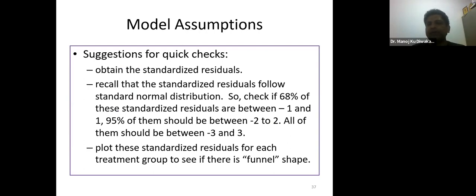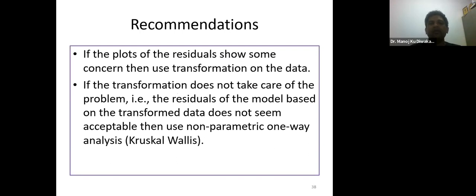You need to obtain the standardized residuals. Recall that the standardized residuals follow a standard normal distribution. So check that 68% of the standardized residuals are between -1 and 1, 95% between -2 and 2, and the rest between -3 and 3. This is how the assumption about your error terms can be checked. If the plots of the residuals show some concern, then use a transformation.